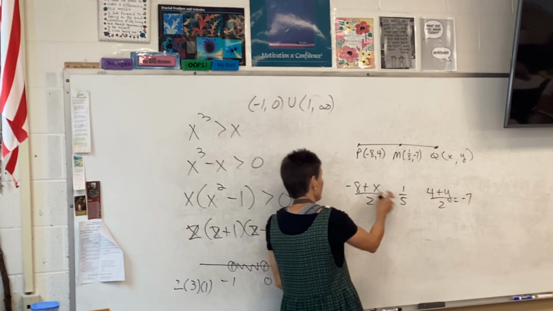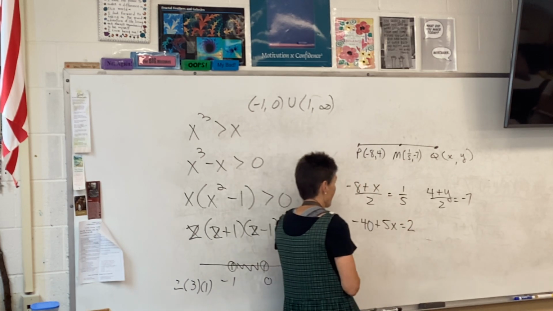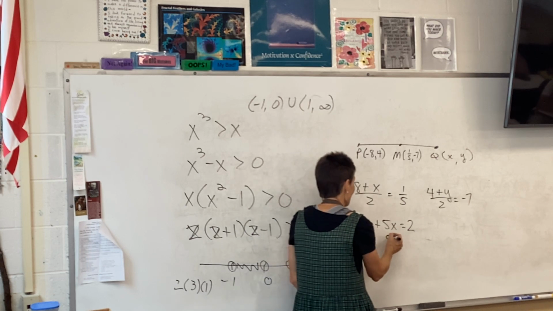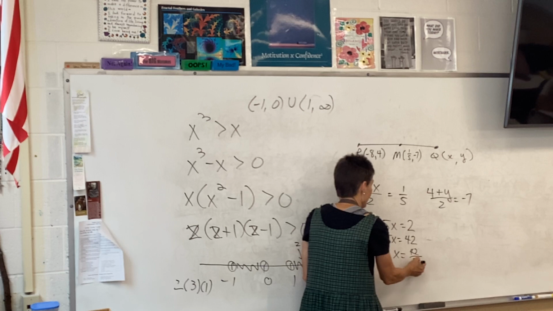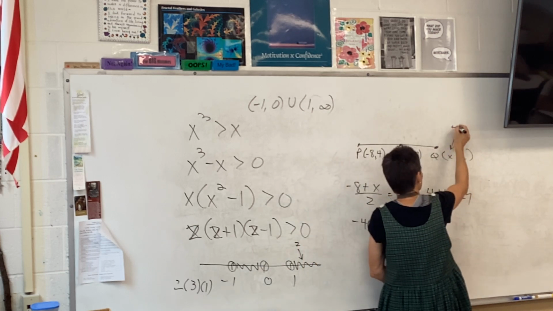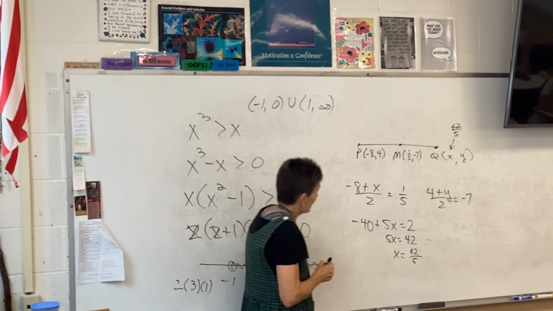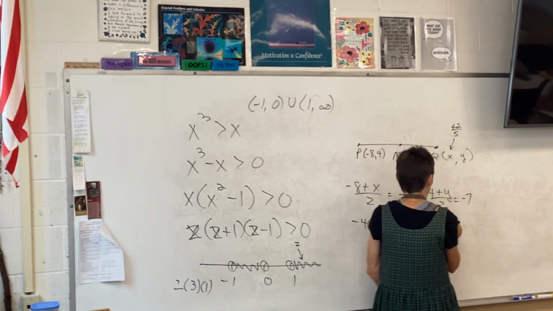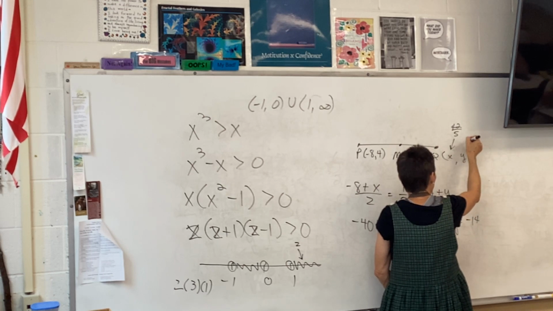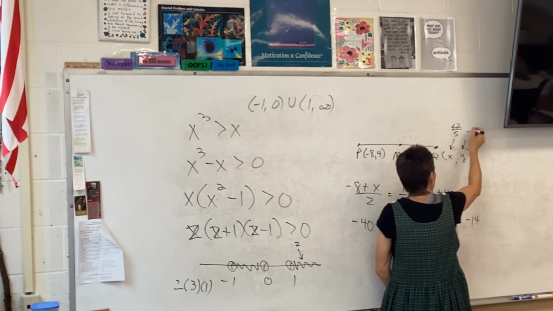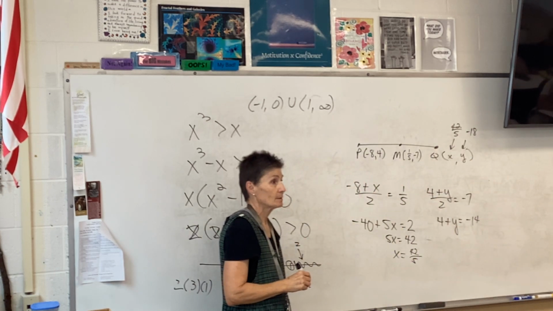So cross multiplying, -40 plus 5x equals 2. So 5x equals 42, and it looks like x is 42/5. So this point, this guy right here is 42/5. Here, 4 plus y equals -14. So it looks like my y is -18. And that's it. Those are the coordinates at that point.